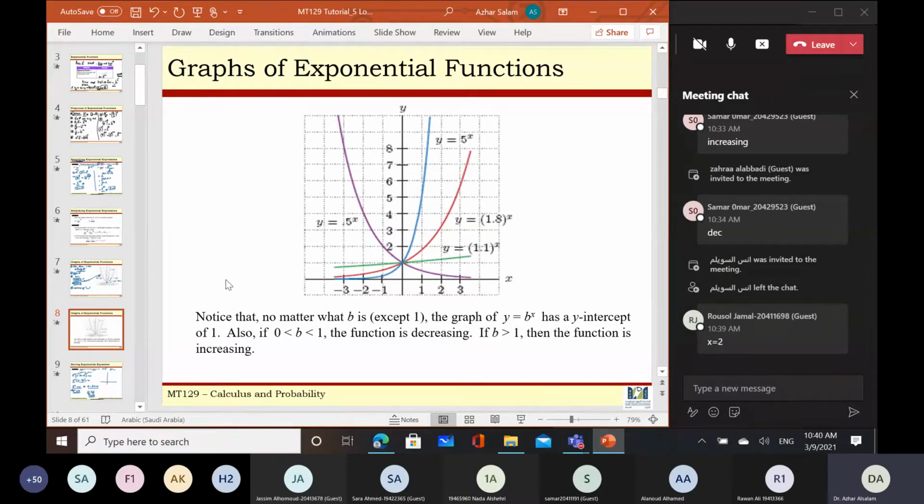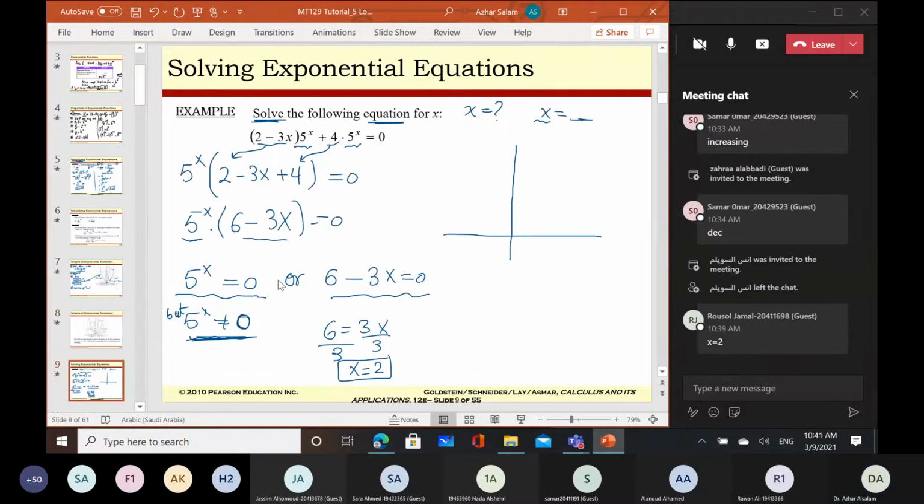Even if I reach minus infinity, it will not be equal to zero. That means that the exponential function doesn't cross the x-axis. الدالة الأسية لا تتقاطع مع محور السينات أبدا. عشان كذا لما أجي أساويها بالصفر أقول إنها لا تساوي الصفر أبدا. هذه ليس لها حل. معناته الحل الوحيد راح يكون فقط x تساوي الاثنين.